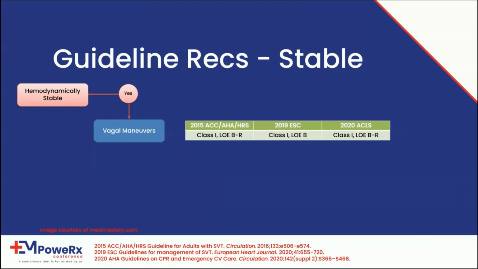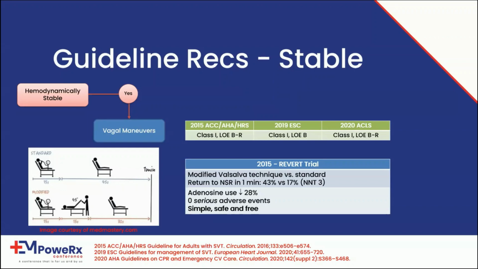For the patient who is hemodynamically stable, the first-line therapy, if possible, is vagal maneuvers. So it's a Class 1 recommendation, and I will say this, between all 3 guidelines across the world, they're all pretty consistent in their recommendations. We know that in 2015, we had the REVERT trial, which looked at just over 400 patients in EDs across England, randomized them to the standard Valsalva. Essentially, in this trial, they blew into a tube to meet 40 millimeters of mercury, which we can do in standard practice with just a 10 cc syringe with enough force.